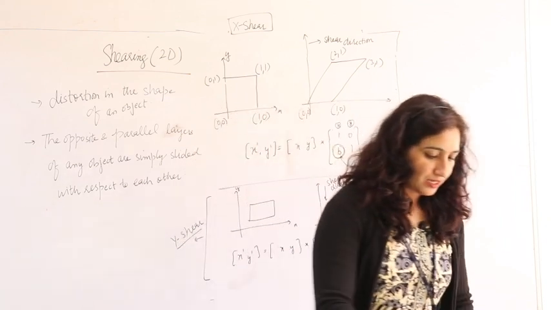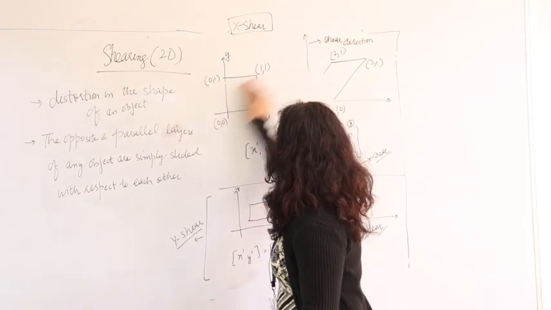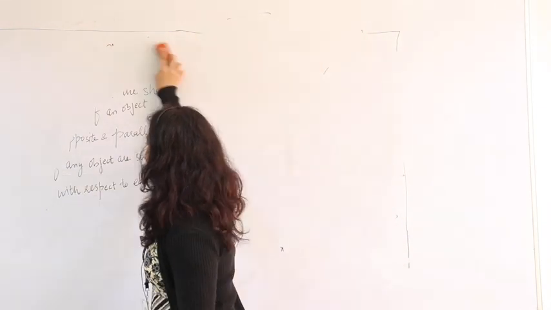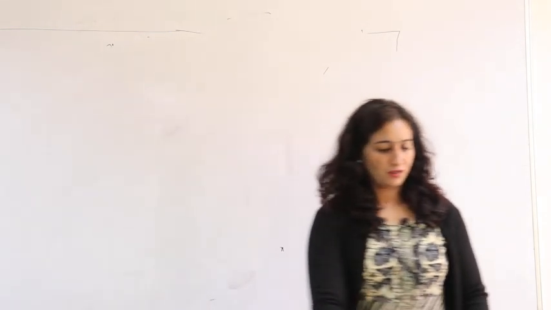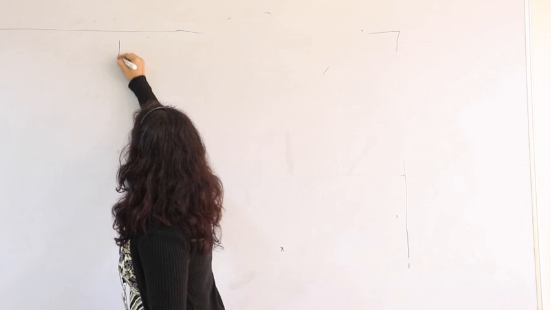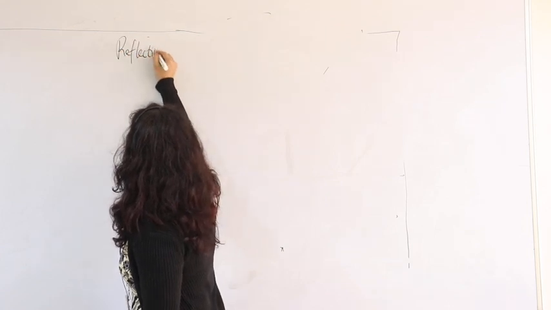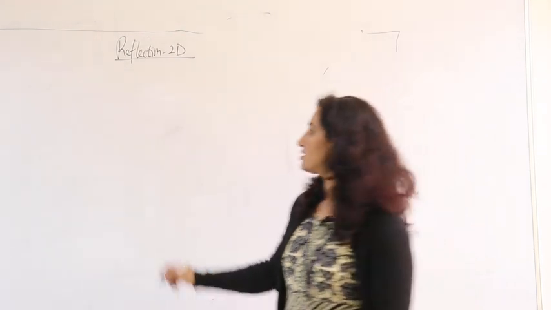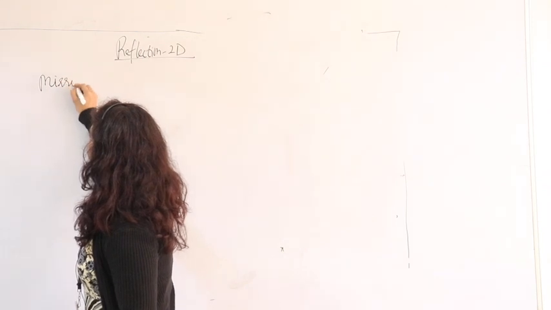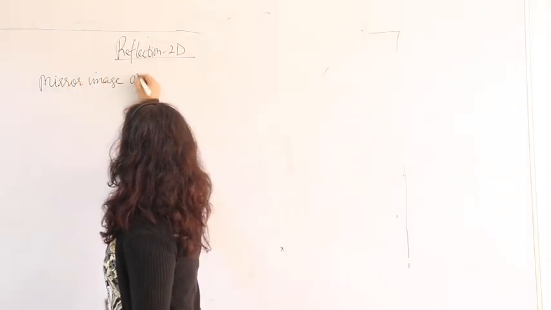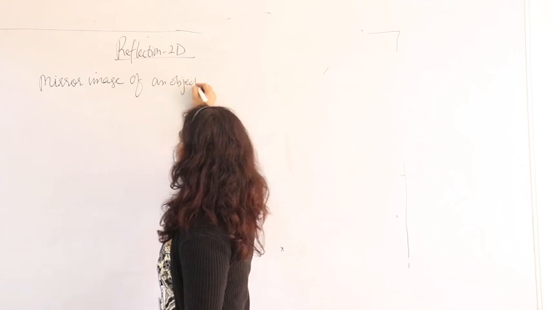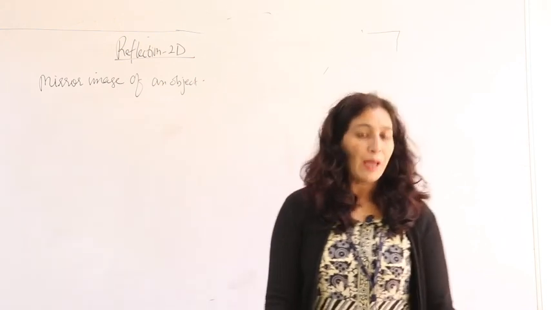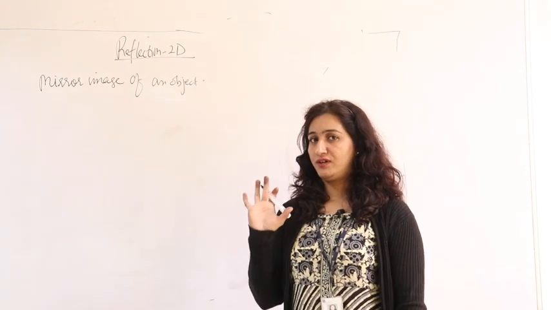So now the next topic is reflection in 2D. Clear? Reflection means mirror image of an object. It's simple. Reflection means the reflected image, or you can say the mirror image of an object. But here we will discuss 5 different types of reflection.